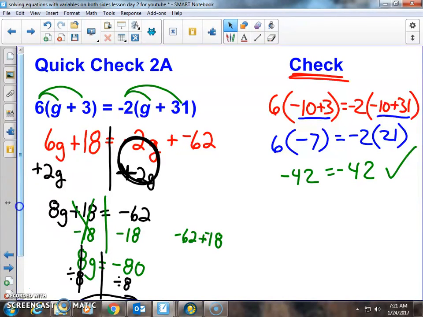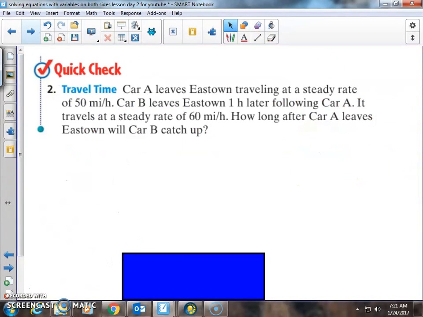So how can we take this a step further? Well, if we look at this, kind of a difficult problem if we don't read it through carefully. So let's look at all the pieces. We've got car A, and car A is traveling at a steady rate of 50 miles per hour. Now, that's probably not realistic, but we're going to pretend that it's going exactly 50 miles an hour. And remember what that means. That means each hour it travels 50 miles.